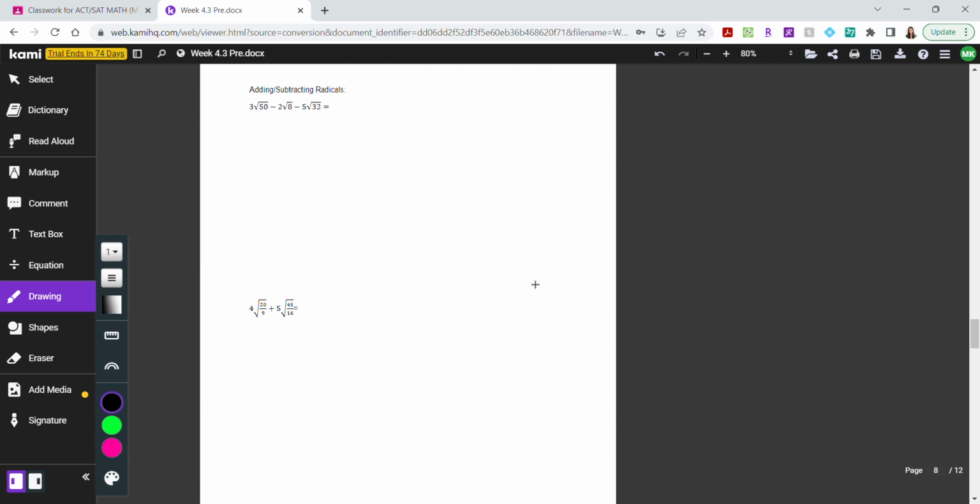All right. Now, adding and subtracting radicals. If you look at this, the first thing that you might think is, oh, I can't do anything else, right? What you actually want to first do is break these all down because you can simplify them. So let's look at 50. If we break it down, we get, let's see.